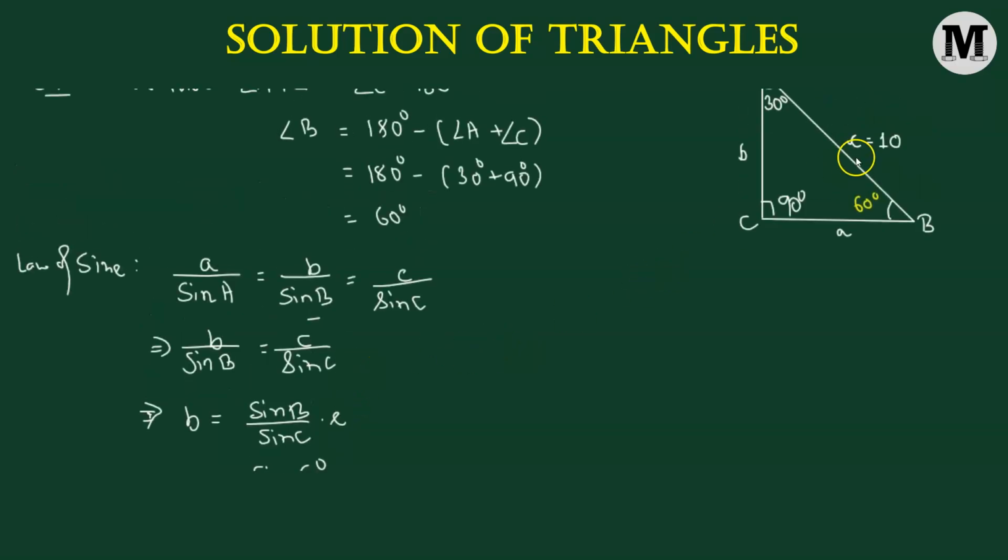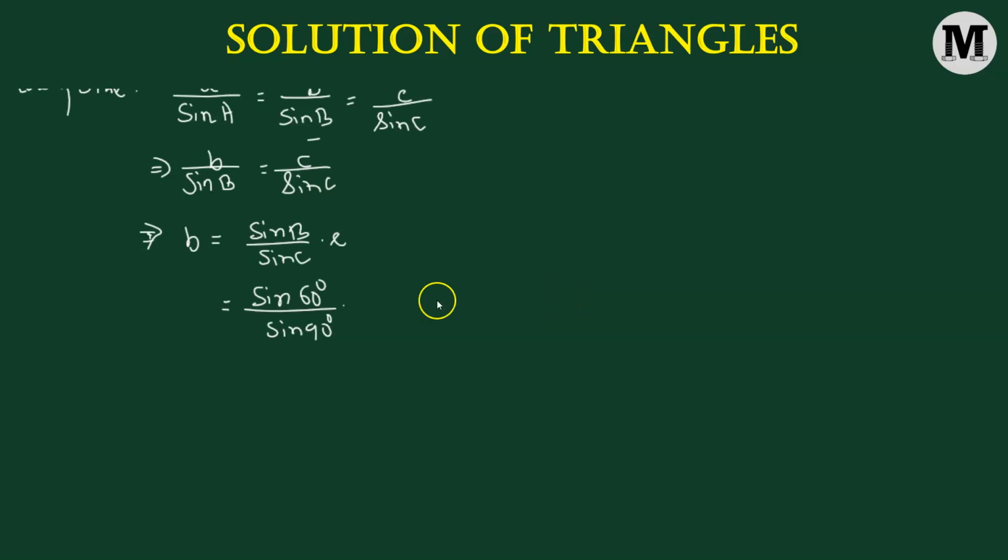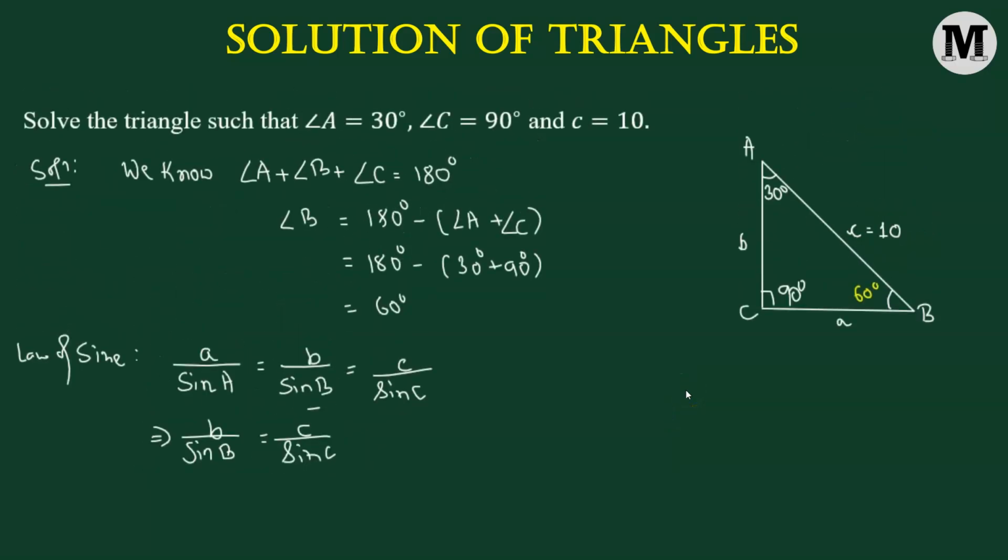So c was already given. c, the hypotenuse, equals 10 units. We're going to replace c with 10. So all we have to do is solve for it, and that's going to give us the value of b. So we have sine 60 degrees, that's going to be square root of 3 over 2, divided by sine 90 degrees, so that's 1. We're simply going to get square root of 3 over 2 multiplied to 10. So 2 times 5, that's 10. That means the value of b comes out to be equal to 5 multiplied to square root of 3. So this is going to be the value of the side b, 5 times square root of 3.